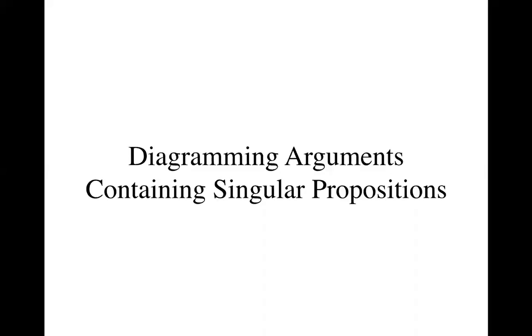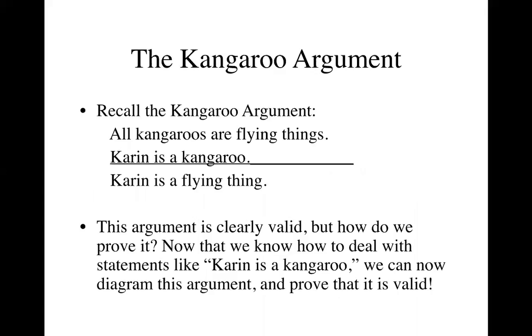This video will explain how to diagram arguments that contain singular propositions. So let's go back again to the kangaroo argument. The kangaroo argument says, all kangaroos are flying things. Karin is a kangaroo. Therefore, Karin is a flying thing. This argument is clearly valid, but how do we prove it?